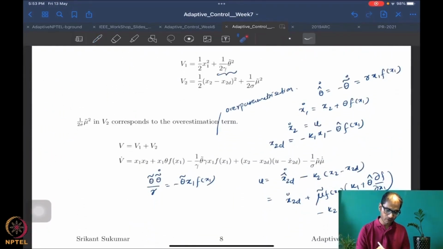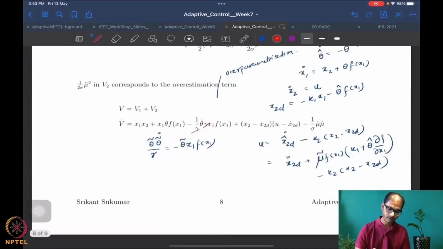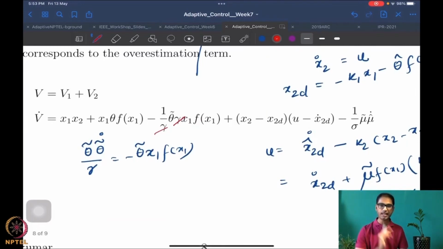X1 dot actually gives me x1 x2 plus x1 theta f(x1). This is correct, and this term gives me... yeah, so this is where there is a fault. This should not be there. Minus theta tilde. Okay, I'm sorry, this actually cancels out. So these two terms actually cancel out. All right, this is fine, this is absolutely okay. It's just written in a more complicated way than I expected.